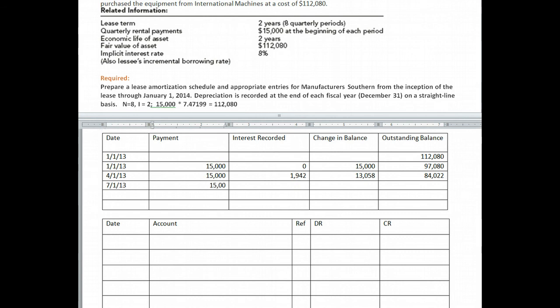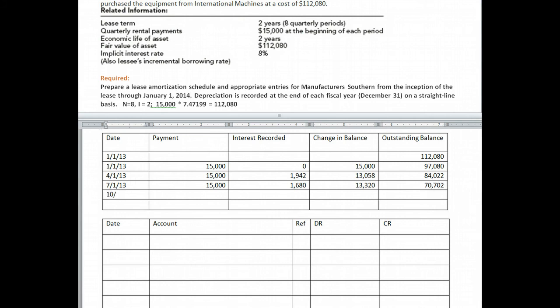Now, I'm not going to talk about all these calculations, but July 1st, we do $15,000. When you multiply it out, you get $1,680 for your actual interest. That brings our reduction in balance to $13,320, which brings us to $70,702.